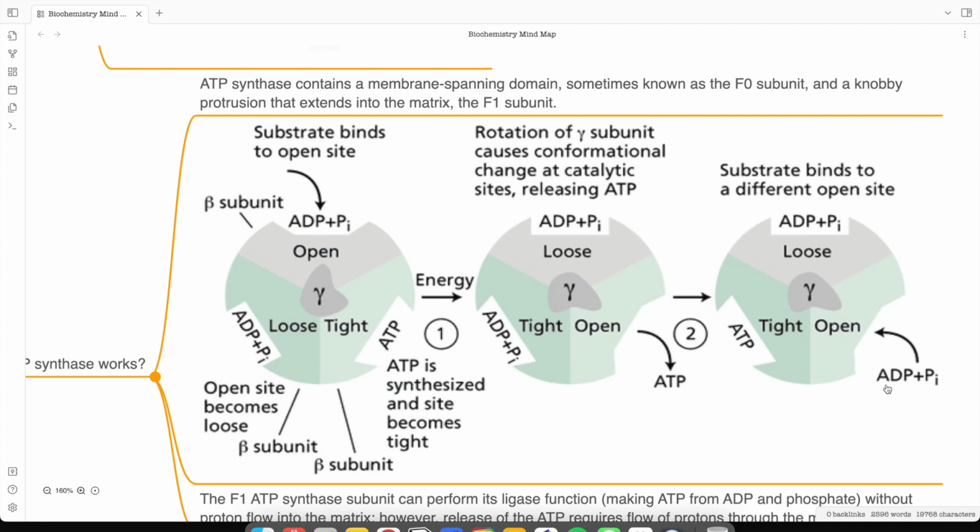So in each step, ADP and Pi are first introduced into this open configuration, then they undergo a loose interaction, then finally a tight interaction, then it will again face the open configuration. So this is a cyclic structure, and in this cyclic way ATP synthesis goes on.